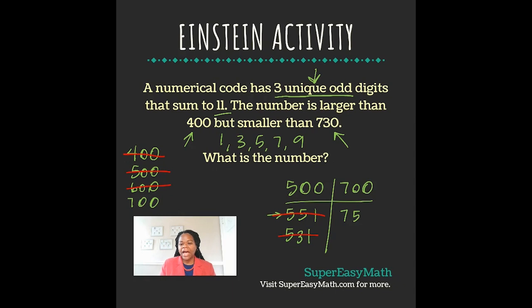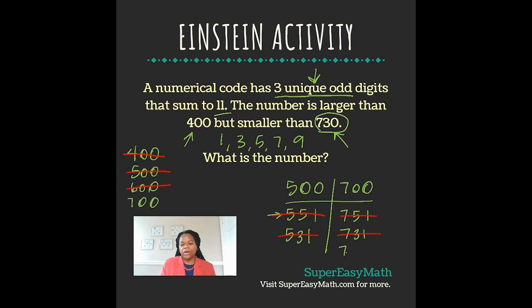7 and 5 totals 12, and we still would need to add a whole other digit. The smallest is 1. That would be 13, which is too much. So we're going to have to cross that off. We can add a 7, a 3, and a 1, and that gives us 11. However, it does exceed our upper limit, which was 730. So we go ahead and cross that off.